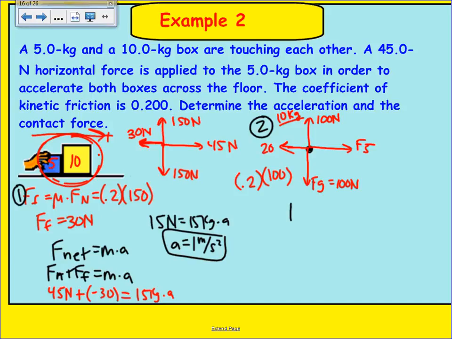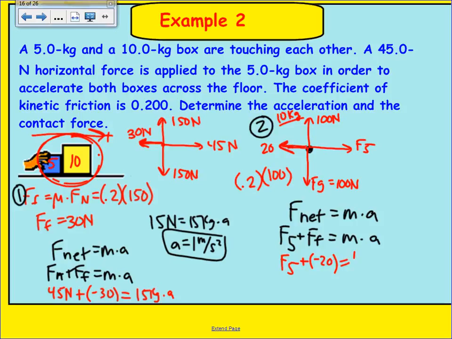So now I'm going to use my Newton's second law. Force net equals mass times acceleration. My force net comes from two forces: my force from the 5 kilogram block plus the force of friction. That equals mass times acceleration. My force sub 5 is what I'm solving for. Plus, my friction is 20, but it's a negative 20 because it's pointing in the left direction. Left is negative. Equals the mass, which is 10 kilograms, times the acceleration, which is 1. Is it a positive 1 or negative 1? Well, since the object is accelerating to the right, that's positive.